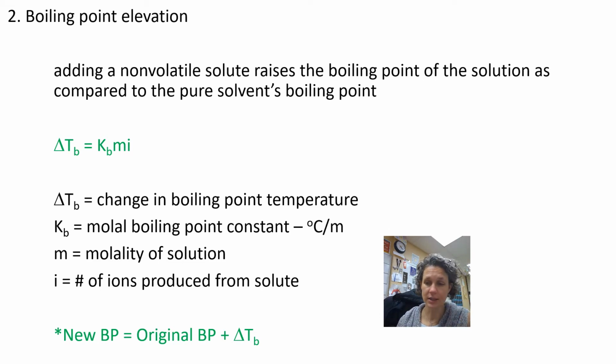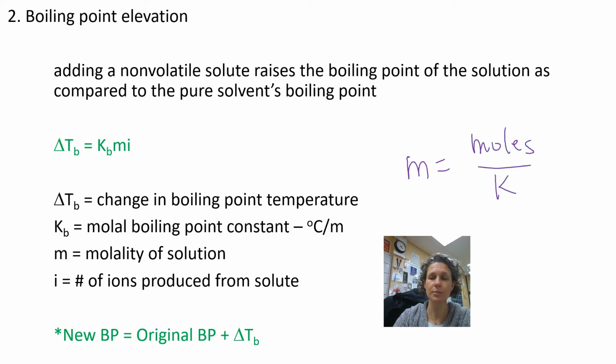How much is it going to change by? KB is a constant. I will always give you that constant. You don't have to memorize them. I'm not going to give you any weird charts. I'll just give it to you. m in this case is molality. And remember that molality, little m, is moles over kilograms. Okay, so you'll either be given that, or you'll be given the information to be able to calculate that to plug into your formula. And then i is the number of ions produced. That's why we started with figuring out how many i's are in things.